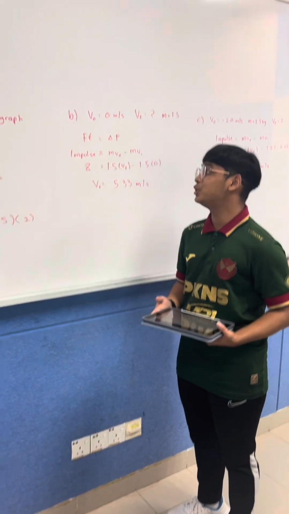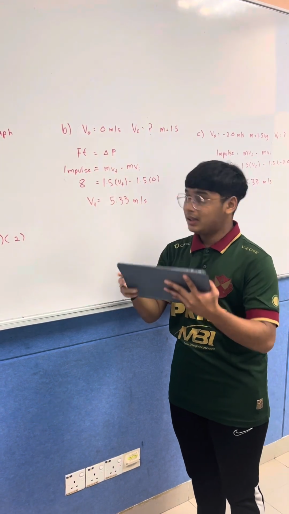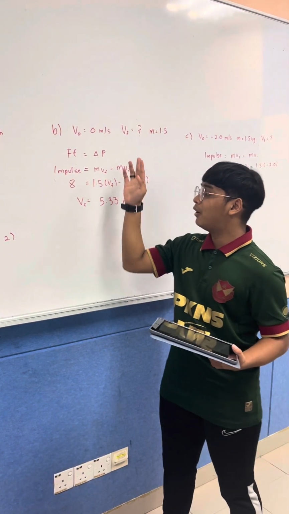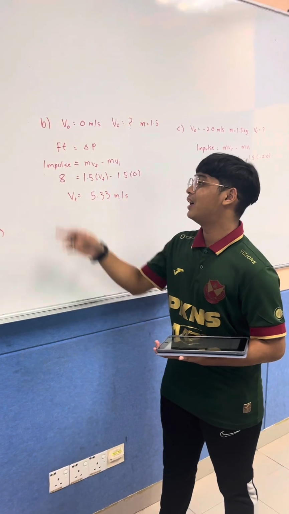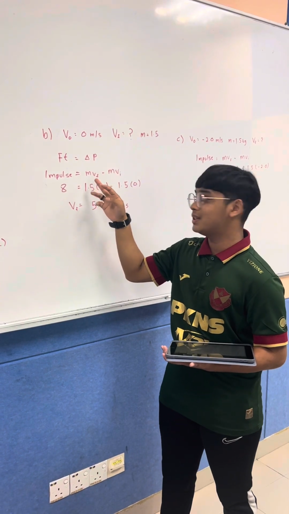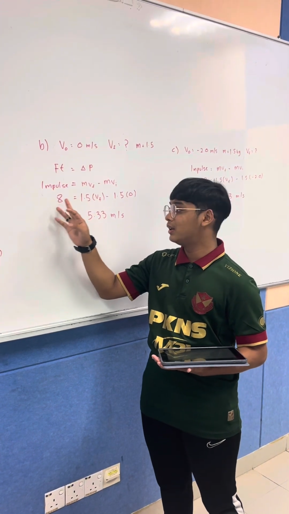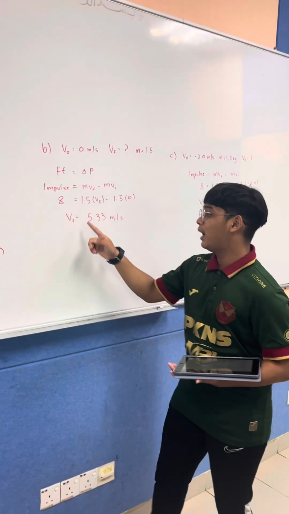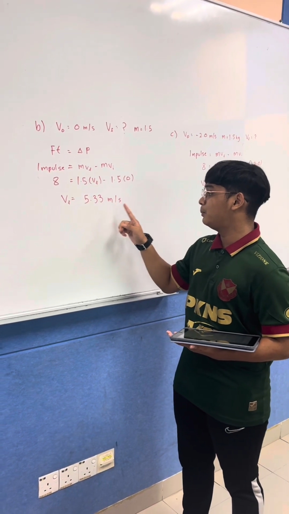The question asks us to find the final velocity, and the initial velocity is 0 because it is initially at rest. Alright, to find the final velocity, we use the equation Ft equals the change of momentum, which is Ft is impulse and change of momentum is mv final minus mv initial. So just substitute the value that we got at question A, which is 8, and we got the final answer. Final velocity is 5.33 meter per second.